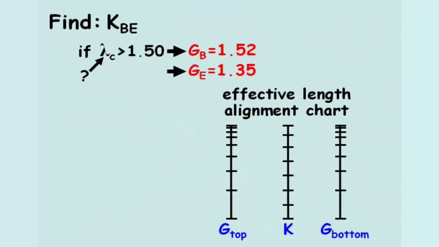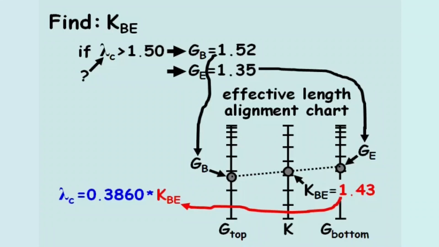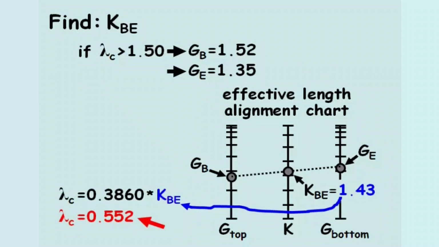Therefore, we can determine the effective length factor if lambda c is greater than 1.5 by marking out GB and GE on the effective length alignment chart, and the assumed effective length factor equals 1.43. Now we can check our assumption regarding lambda c, which equals 0.3860 times 1.43, or 0.552, which is less than 1.5.